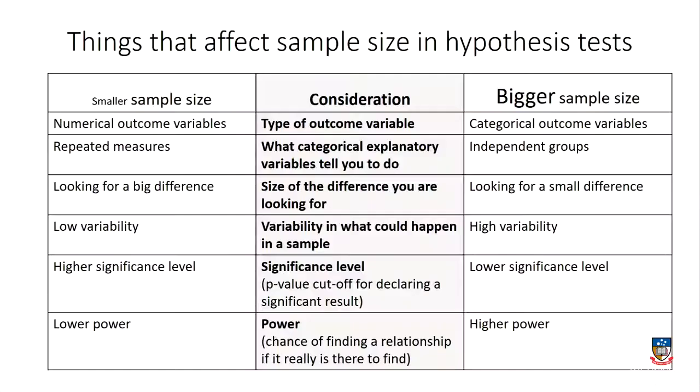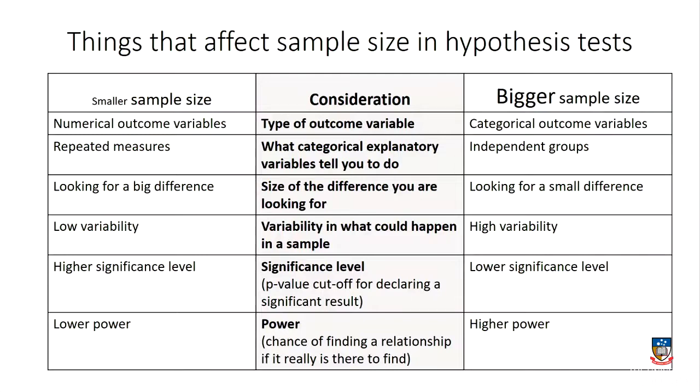Okay, so if you're looking for a big difference, you'll need a smaller sample size. If you're looking for a small difference, you'll need a bigger sample size. If you know there's a low amount of variability, then you'll need a smaller sample size. If you have a high amount of variability, you'll need a bigger sample size. And actually those two things play off against each other.